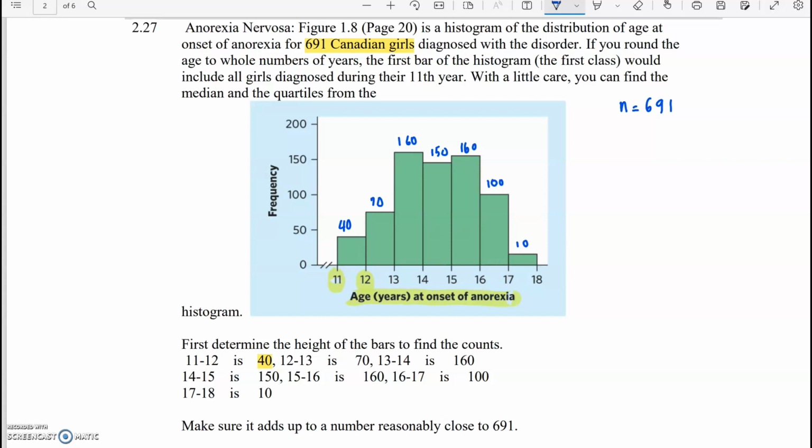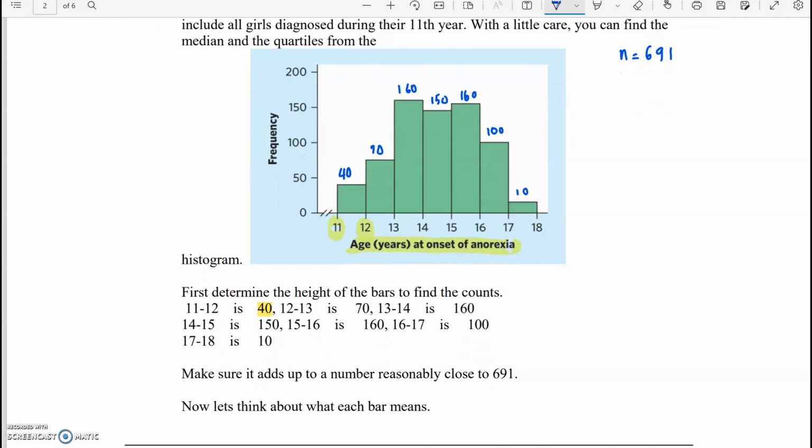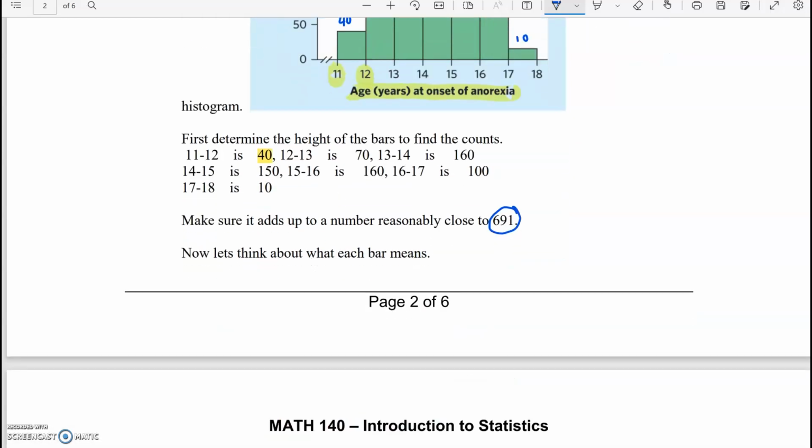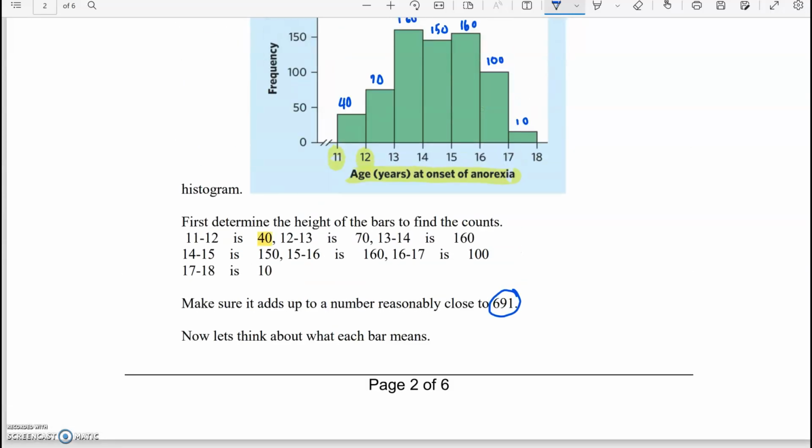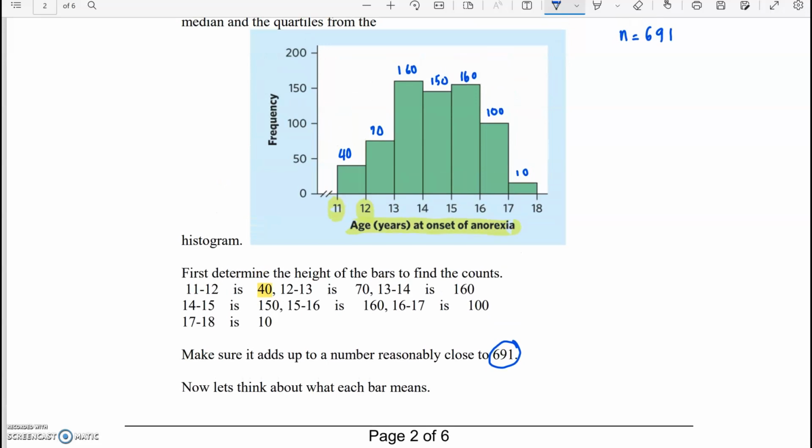Now when you add all these numbers up, it'll roughly be 691. It may not be exact, since these are just estimates of the heights of the bars, but it has to be pretty close to 691. So if the question says, what does the third bar in the histogram represent? Your answer would be, the third bar tells us that there were 160 girls that were 13 years old at the onset of anorexia.